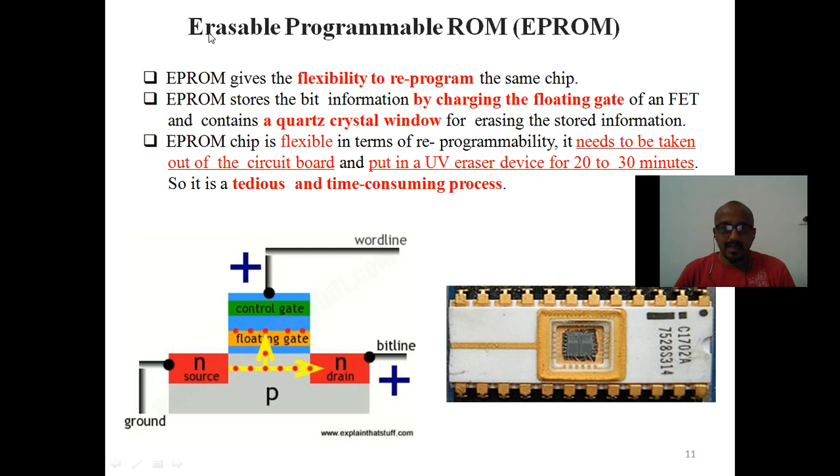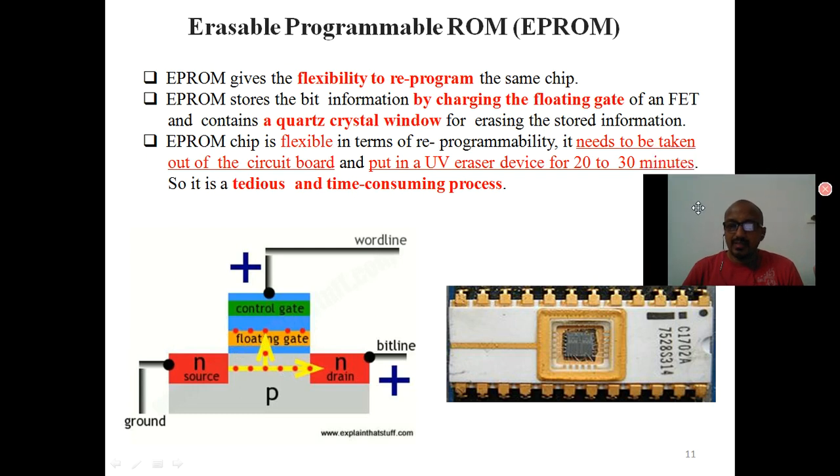In the erasable programmable ROM, you can reprogram several number of times. It is possible because for storing data, we use the charging of a floating gate of a FET. A quartz crystal window is used to erase the data on the memory. You can see in this picture there is a window, called a quartz crystal window, which is used to erase the data on this memory. We just have to put it in a UV eraser device for 20 to 30 minutes to completely erase the data, and then you can reprogram it.